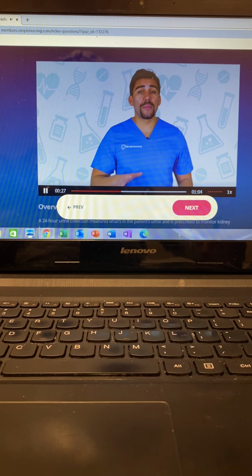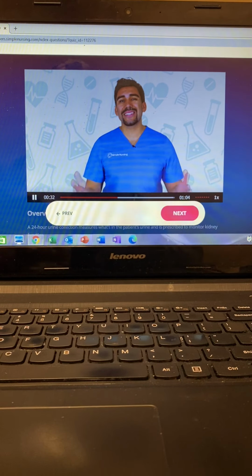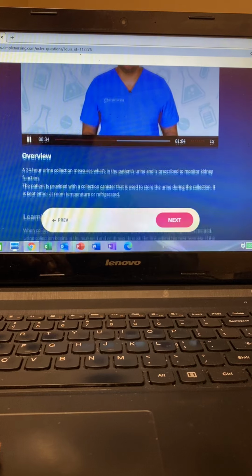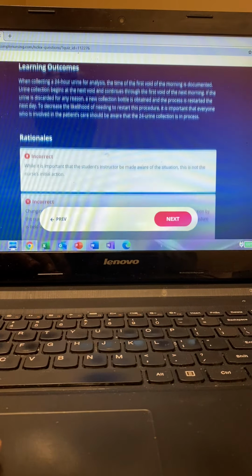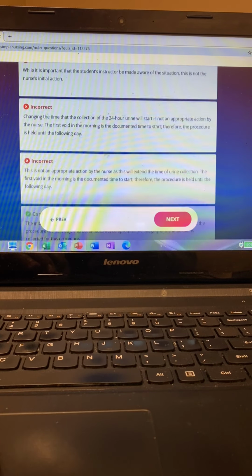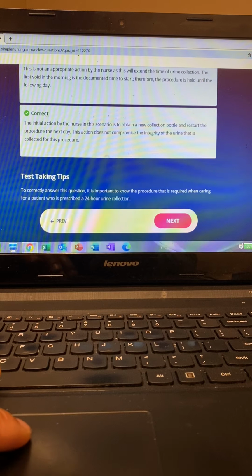So option number 1 and 2 are incorrect. You can notify the instructor, but guys, it doesn't solve the issue of the missing urine. Option 2, you cannot change the testing time. That would be inaccurate. So option 3 is also incorrect. You can't extend the time. It would also be inaccurate.